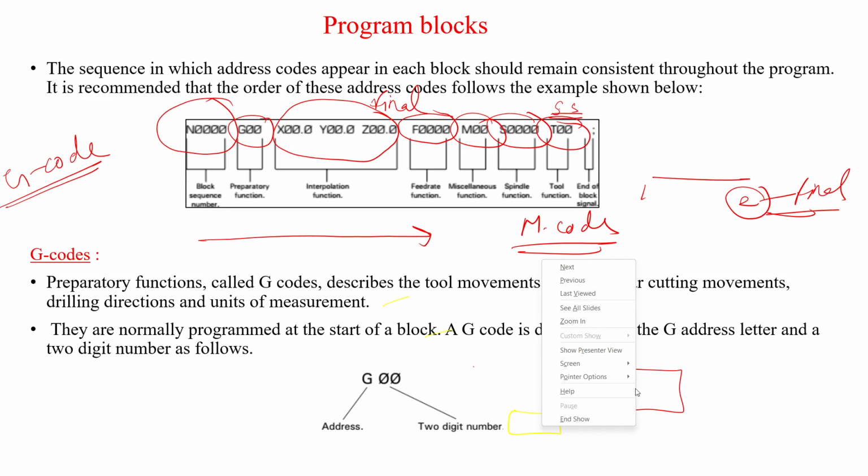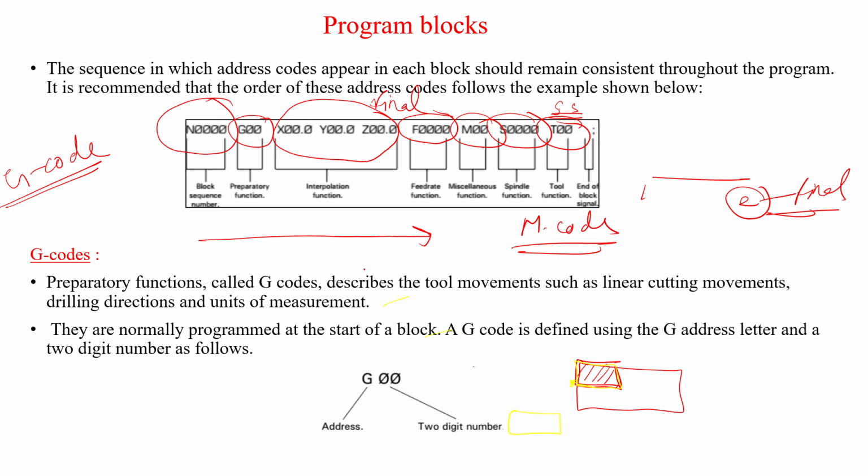Yes, sir. But what happened? When you do this, the computer doesn't know how to move, how to cut this. So you have to give the code. That code will include the G code, the various X, Y, Z values, the feed, the spindle speed, the various tools, everything.